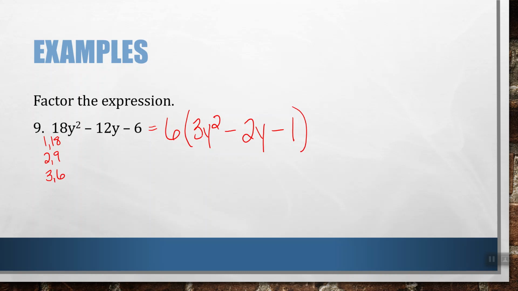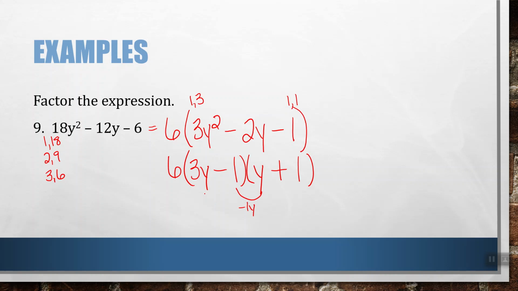Now I have a 3 in the front, 3y squared. I only have 1 set of factors for 3, 1 and 3. Same with 1, it's also prime, 1 times 1. So now it's just finding the right combination to give us that minus 2 in the middle. So 3y and y. My signs are opposite because the back number is negative. Let's do minus and plus, 1 and 1 in the back, and let's make sure we get a negative 2y.